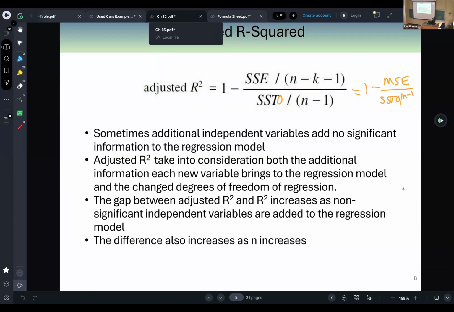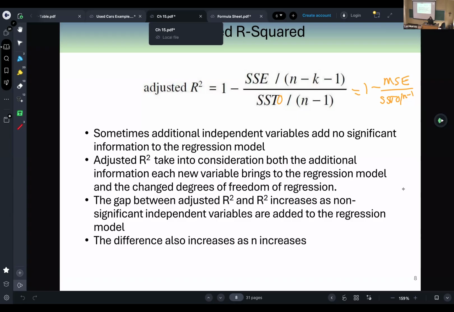Notice K is in there. So K is taken into consideration. What is K? K is the number of predictors. So it takes it into consideration. And the total. It's 1 subtract that. So instead of having the SSR divided by the total, it's going to be 1 subtract the MSE divided by the total divided by the n minus 1.